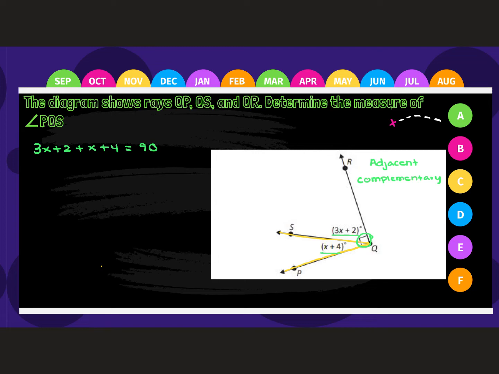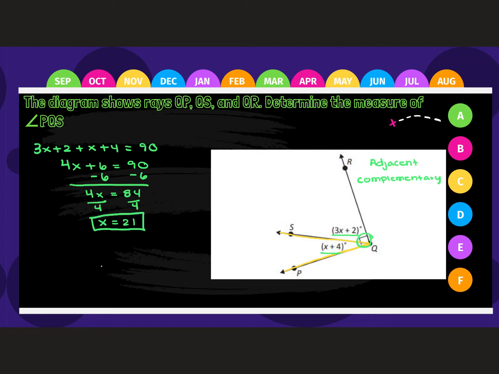Going into solving, we're going to simplify. We have 3x plus x, which gives us 4x. We have 2 plus 4, which gives us 6, and that is equal to 90. We're going to subtract 6 from both sides, so we get 4x is equal to 84. Divide both sides by 4, and we get that x is equal to 21.